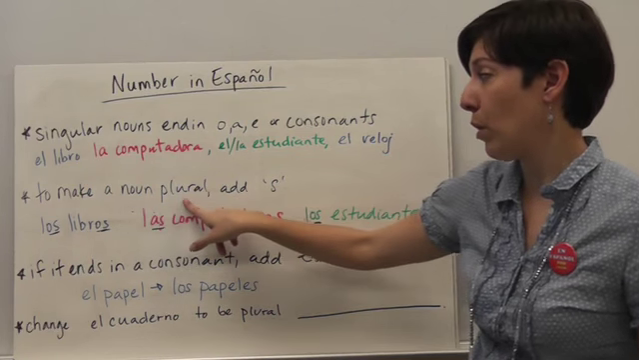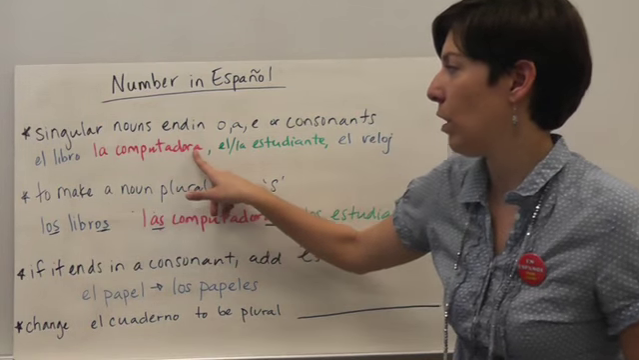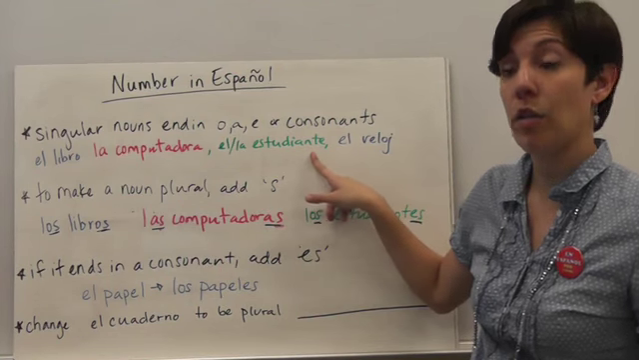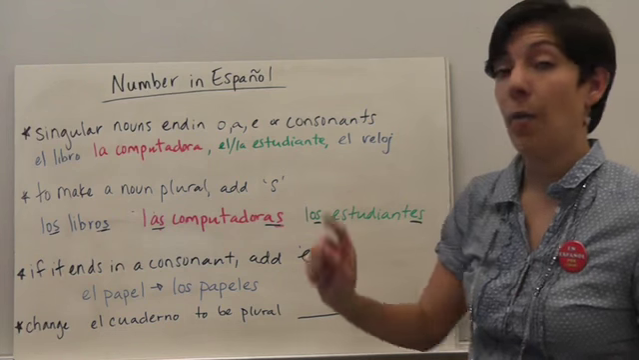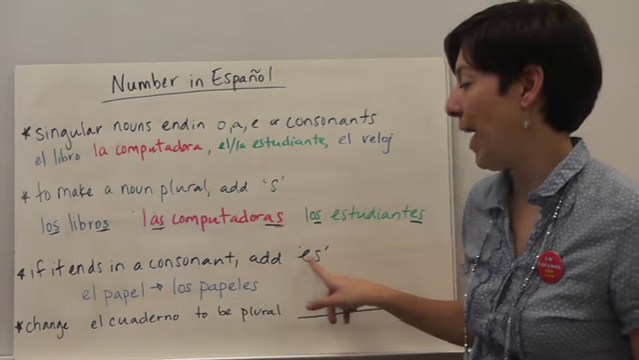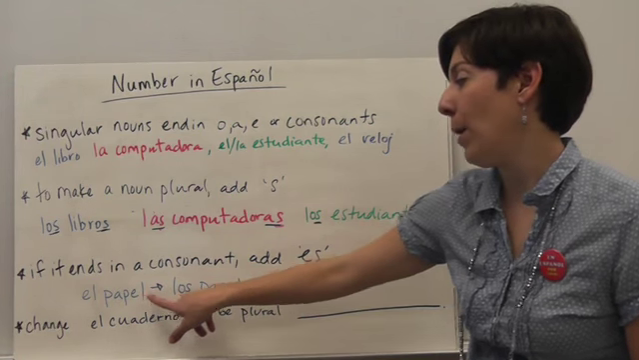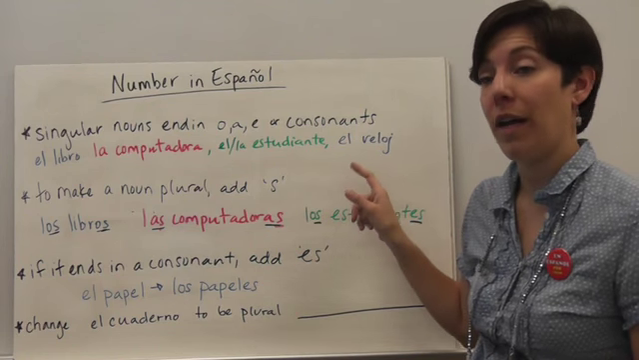To make a noun plural, you simply add s. So el libro goes to los libros, la computadora goes to las computadoras, el or la estudiante goes to los or las estudiantes. Now, if it ends in a consonant like reloj or papel, you add es instead of just s. So el papel will go to los papeles, and el reloj would go to los relojes.